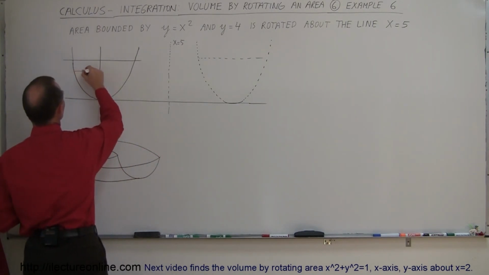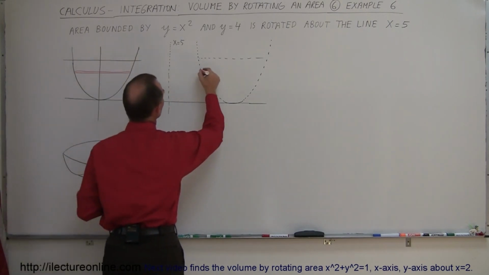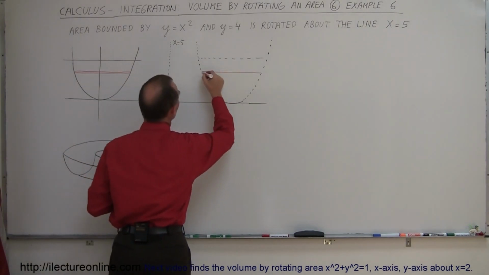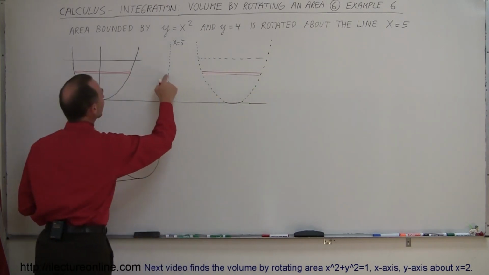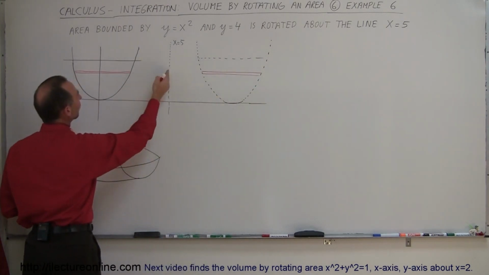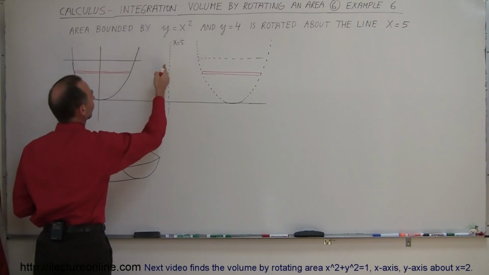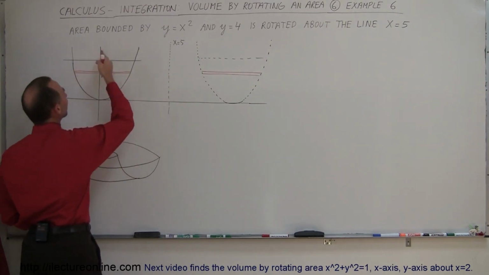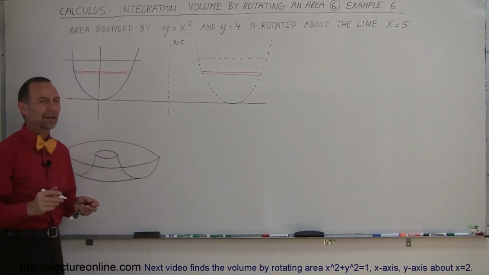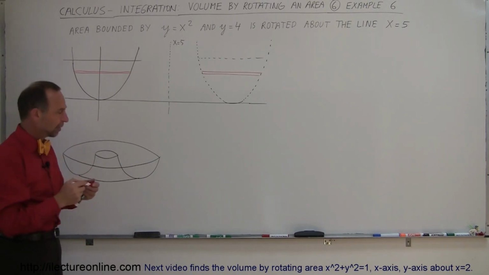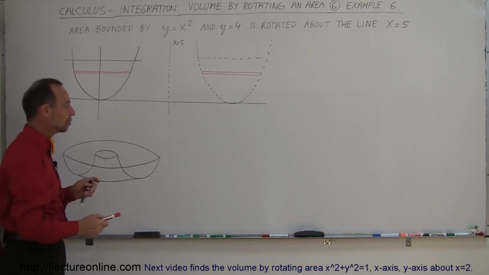So if we were to slice it like this, and we're trying to develop a little washer, you can see how that would be a little washer if we did it like this. The problem is that the inner radius, going from there to there, would be defined by the equation y equals x squared, and the outer radius would also be defined by the equation y equals x squared. And that would make it difficult to work with, so that's probably not the right way to do it.